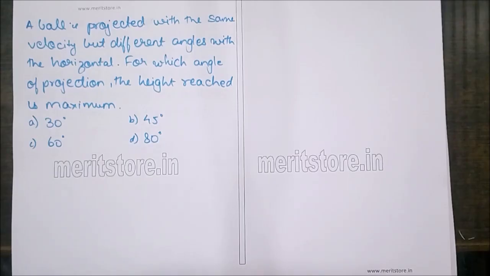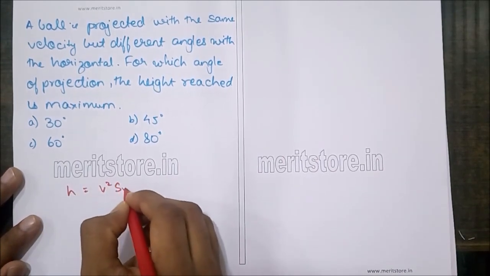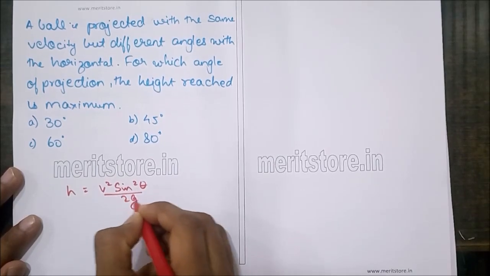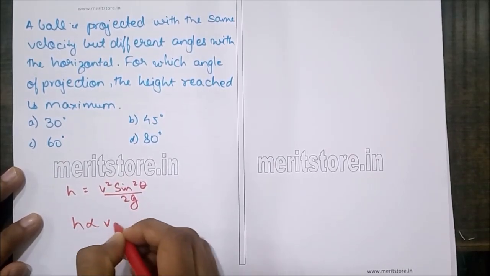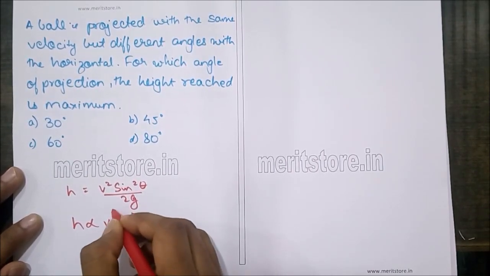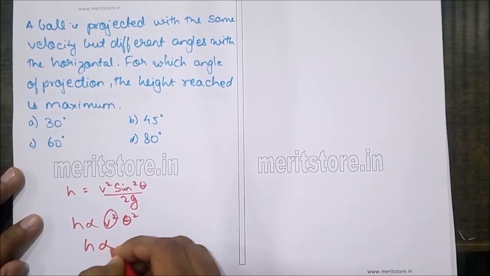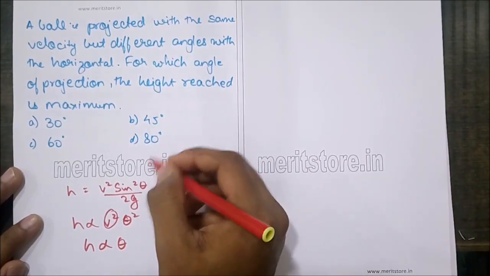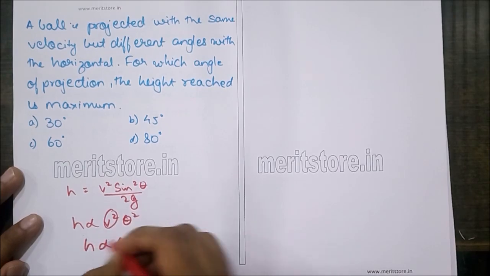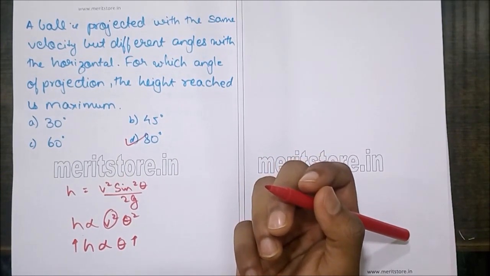A ball is projected with the same velocity but different angles with the horizontal. For which angle of projection does the height reached become maximum? The formula for maximum height is given by v square sine square theta upon 2g. As we can see, h is proportional to v square and sine square theta. Since the initial velocities are the same, h is proportional to sine square theta. Hence, as the angle increases, the maximum height will also increase. Therefore, option D, 80 degrees, is the correct answer.